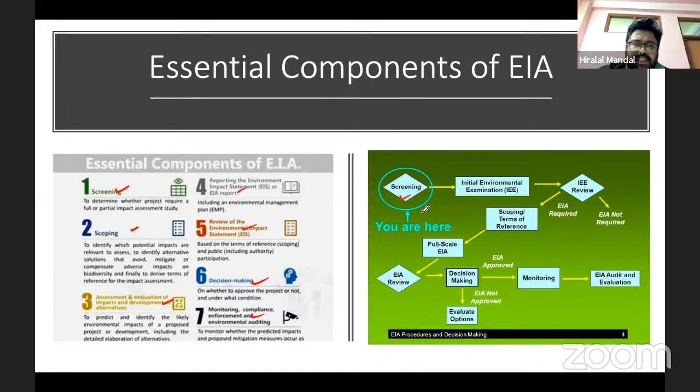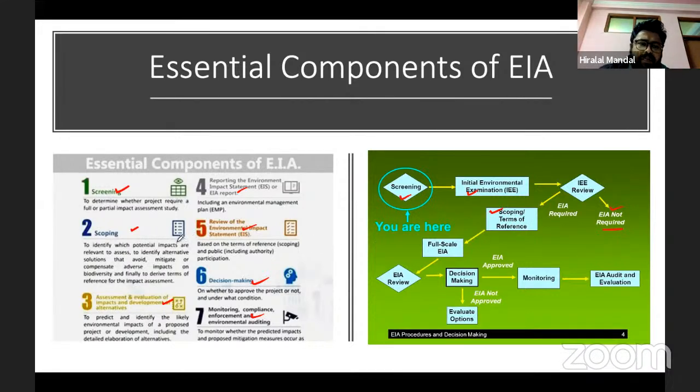Initially the screening is done, to see whether the project requires a full or partial impact assessment study. That is what the screening is, and then the initial environment examination is done. Some projects do not require any environmental impact assessment, and some projects require partial environmental impact assessment. If it is required, then the scoping is done.